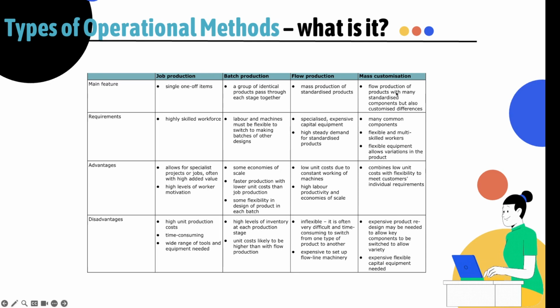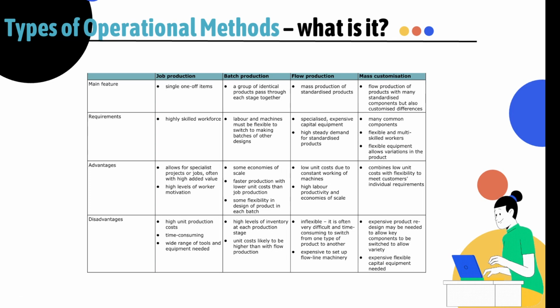Now we have another method of production, which is mass customization, flow production of products with many standardized components but customized differences. So it is somewhat like flow, where you produce massively but with customized differences. Yeah, which means you can still customize certain parts of it. The requirements: you need many common components, flexible and multi-skilled workers, and you also need flexible equipment to allow that variation or that customization to take place.